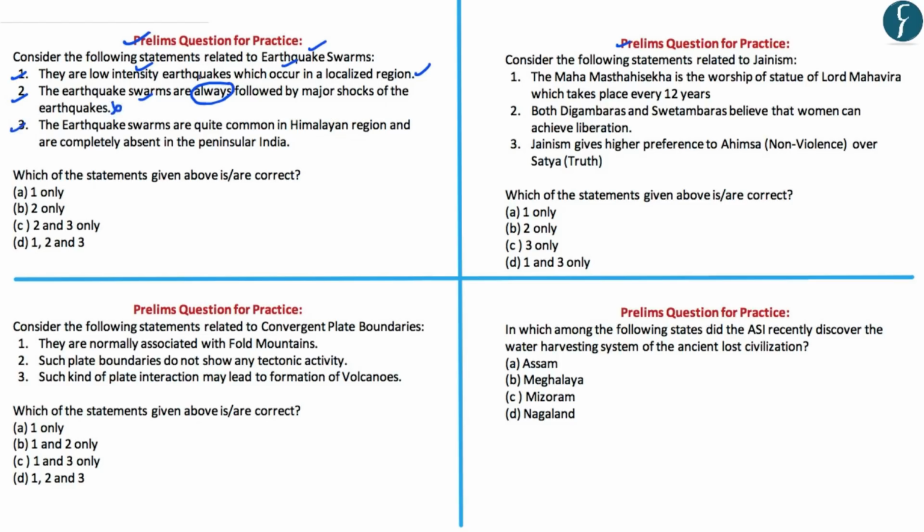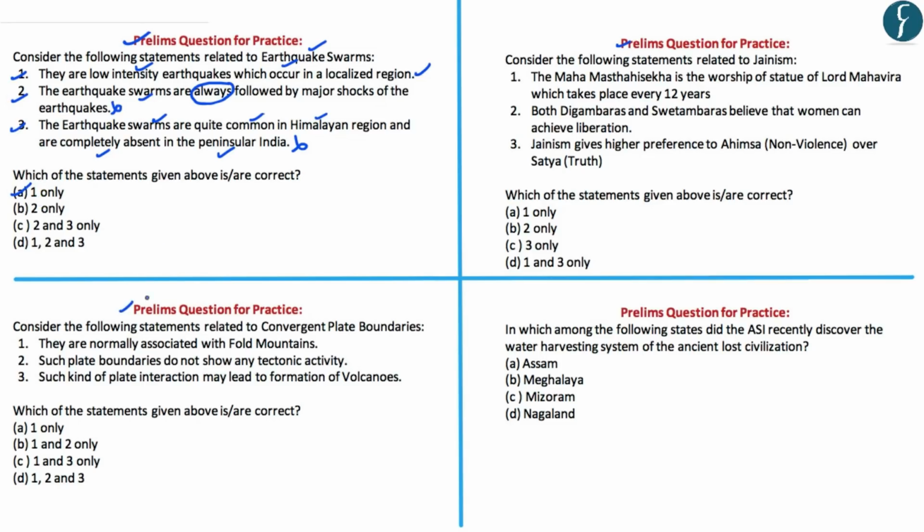The third statement reads as, the earthquake swarms are quite common in the Himalayan region and are completely absent in the peninsular India. Now, even this particular statement here is wrong. This is because, as we have observed in recent years, the peninsular India has witnessed a large number of earthquake swarms. Hence, accordingly, the correct answer to this particular question is A, that is one only.